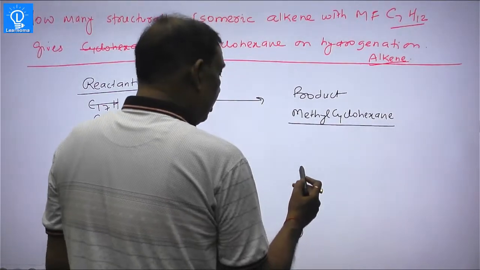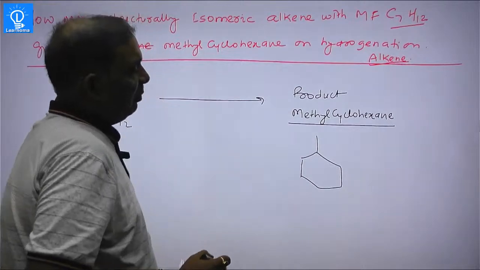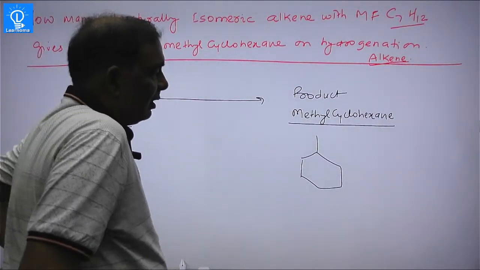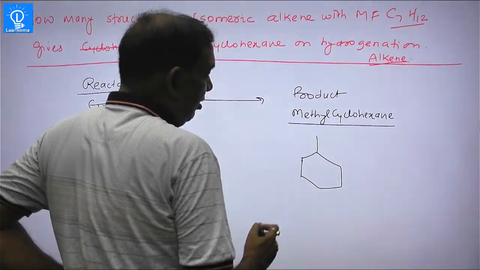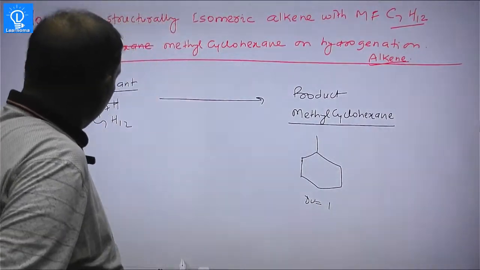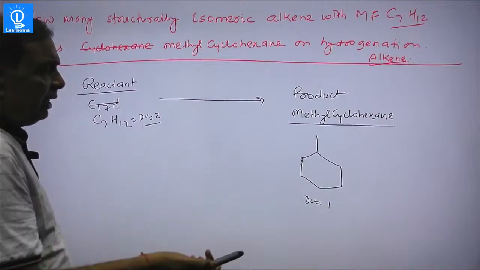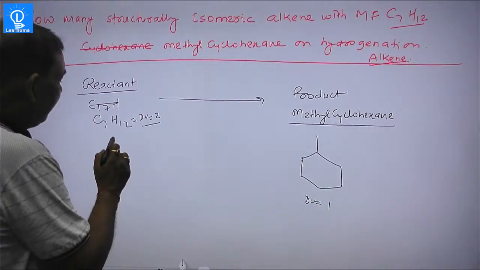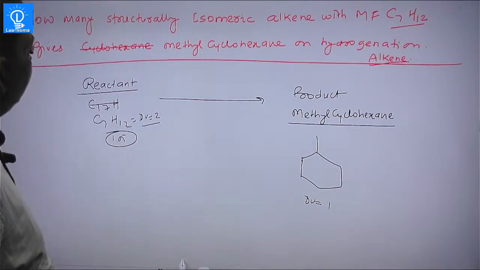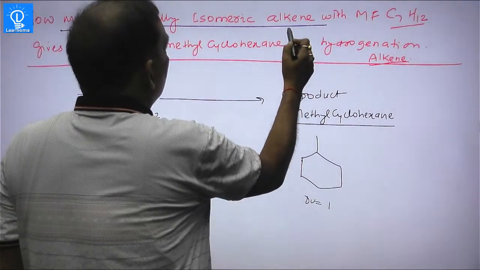What is methyl cyclohexane? This is your methyl cyclohexane. Again, this has how many DU? 1. This formula has how many DU? 2. What does this mean? This implies this has 1 pi bond. And the question is what? How many structurally isomeric alkenes?